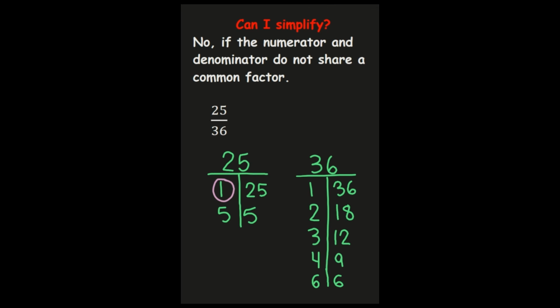And like we saw with previous examples, if the only common factor you have is 1, then if you use it to simplify, you're going to get 25/36 again. So if your numerator and denominator do not share a common factor, you can't simplify.